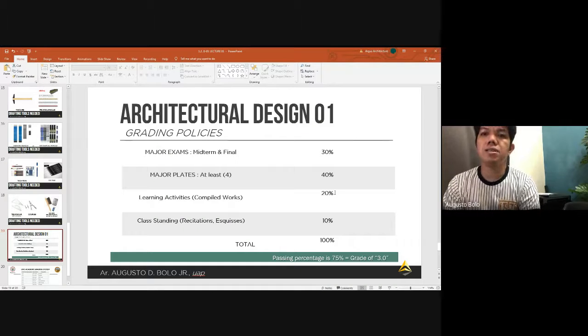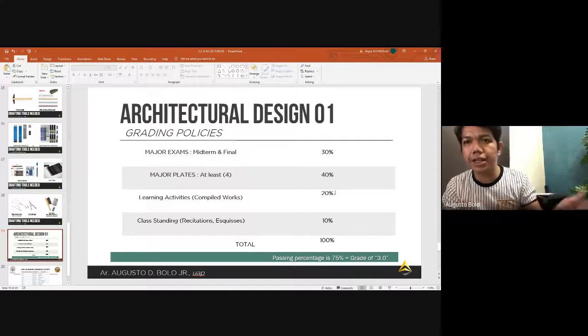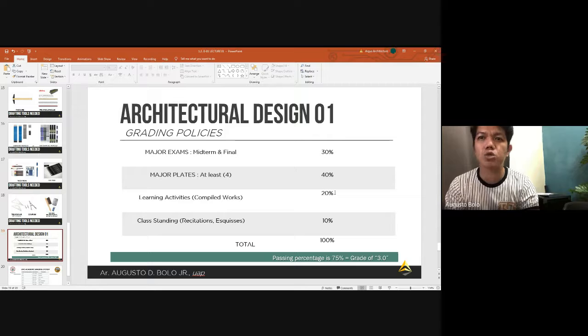For Design 1, the grading policy is as follows. We have 2 major examinations, the midterms and finals, that comprise 30%, with the 4 major plates comprising 40%. Learning activities, meaning all learning activities, comprise 20% of your entire grade for the semester.